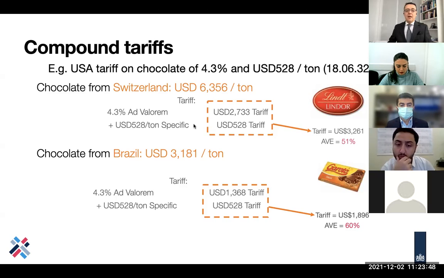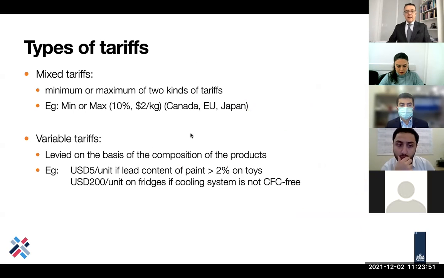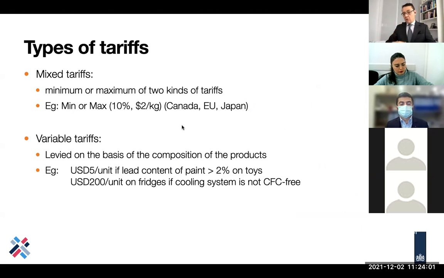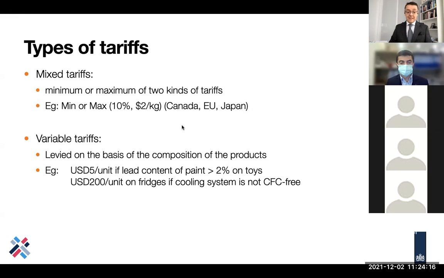Okay? Then, of course, there are the mixed tariffs, which allow you to have a minimum or a maximum. So you apply both tariffs and whatever comes higher or lower, that's the tariff that is applied. So again, it's just a creative management of these things. Then there's variable tariffs, which are still not widespread. In fact, they don't really exist nowadays, but they are variable on the composition of the products. And these are beginning to be strongly discussed.